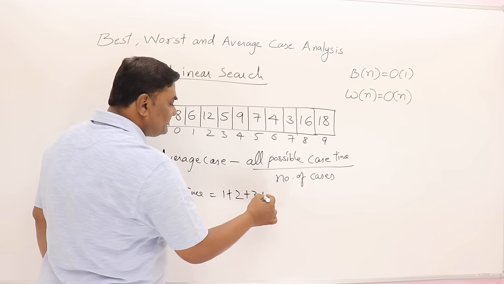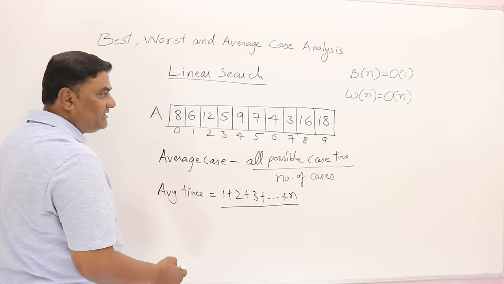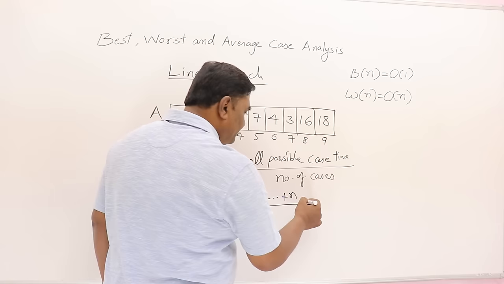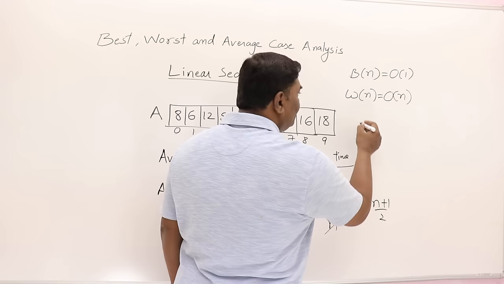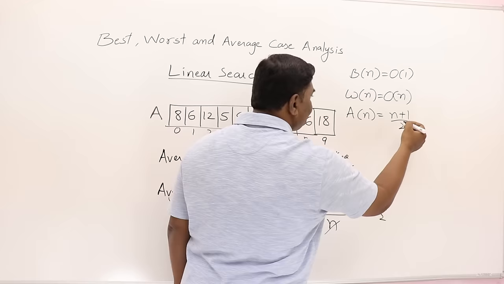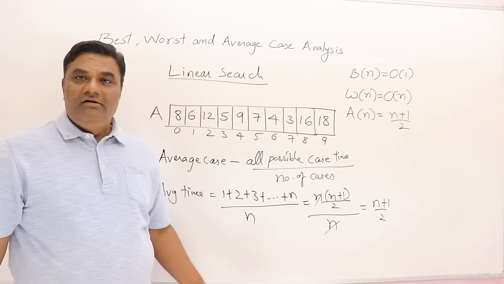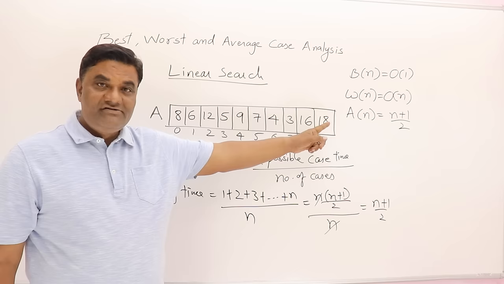Total how many cases are there? N cases are there. So what is this equal to? This is n into n plus 1 by 2 and divided by n. This is cancelled and this is n plus 1 by 2. So average case time for n elements is n plus 1 by 2. All these cases and the time complexities we are finding based on number of comparisons. How many comparisons are required for finding an element?